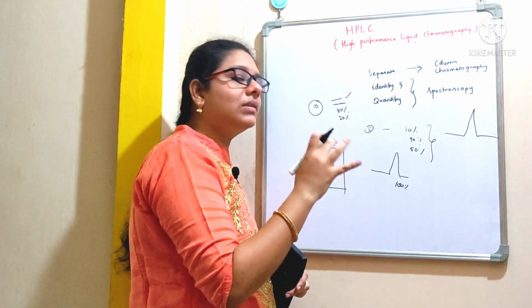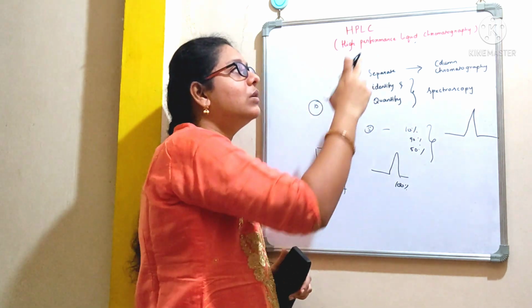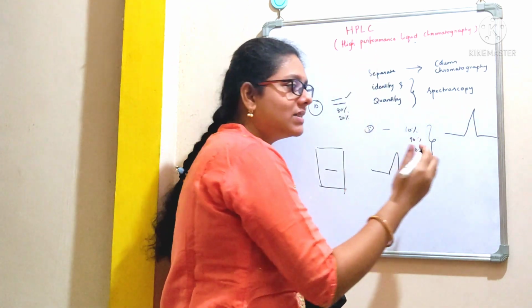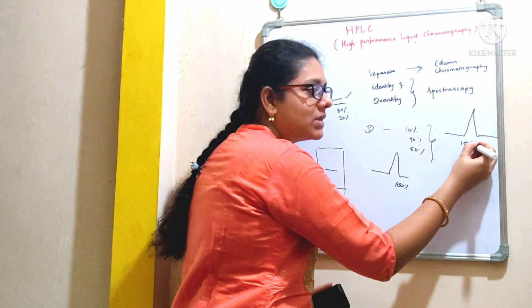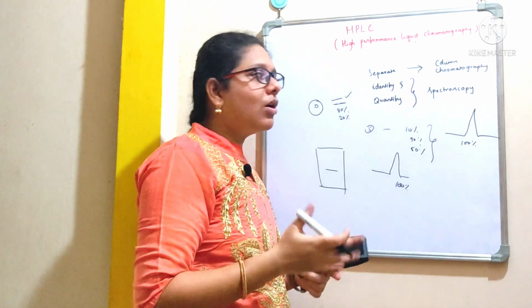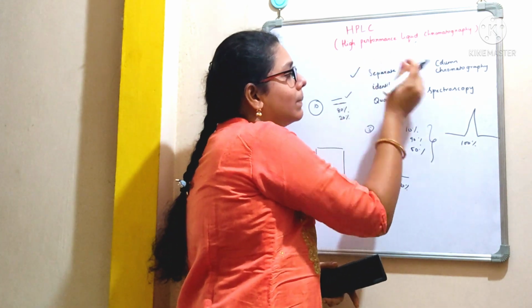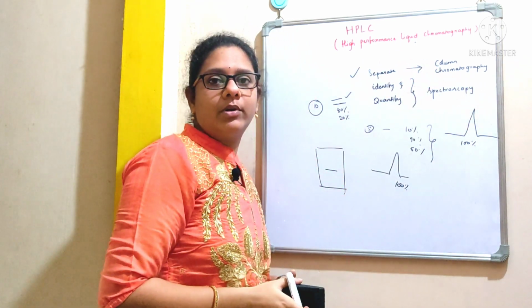So in order to check the purity of a compound, you need to perform this HPLC study, where you should get a single peak with 100% purity. As I already told you, we are going to separate the compounds based on the basic principle of column chromatography.